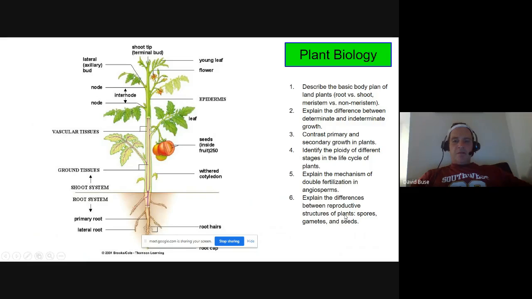Just be aware that there are different ways that plants reproduce. Some plants reproduce using spores. This would be mosses and ferns, whereas flowering plants reproduce using seeds. Seeds are a much more effective way of reproduction because they can withstand changes in the environment more easily.